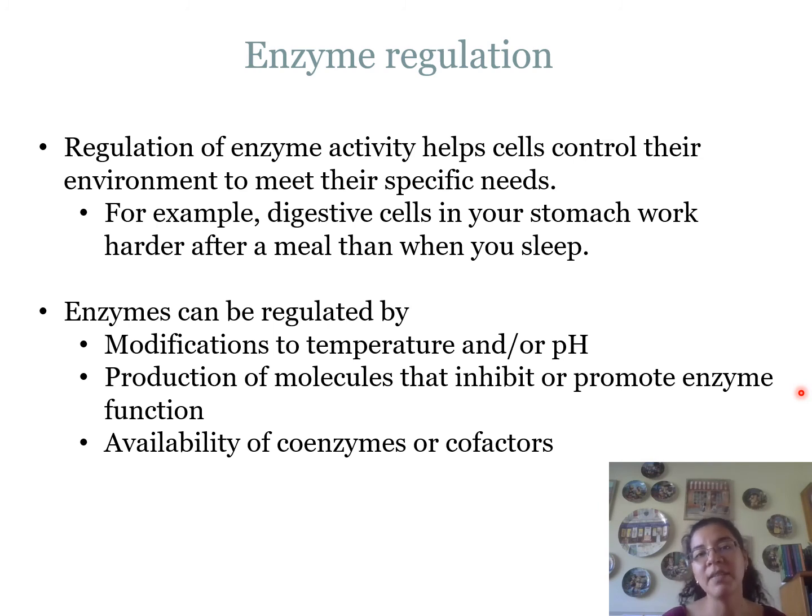But pepsin works best at low pH. Amylase would not work in the stomach, but pepsin does. Pepsin will not work in the mouth, etc. So modifications: temperature or pH. If we're talking about our enzymes inside our body, temperature is 37 degrees Celsius, 98.6 Fahrenheit. So we know that that's the optimal temperature for our enzymes to function.